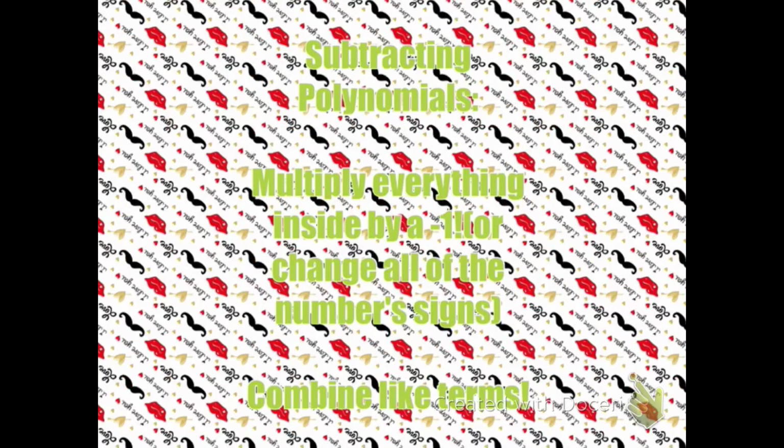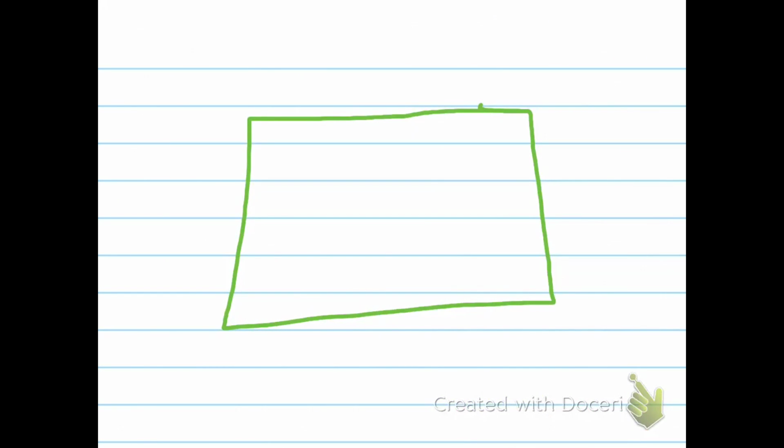For subtracting polynomials, it's a little bit different. You have to first multiply everything inside the parentheses by a -1, or you can just change all the number signs, which is basically the same thing. And then after that, you just combine the like terms like you would for adding polynomials. To add or subtract polynomials, you have to know your integer rules. So if you don't, click right here to watch my video over integer rules.